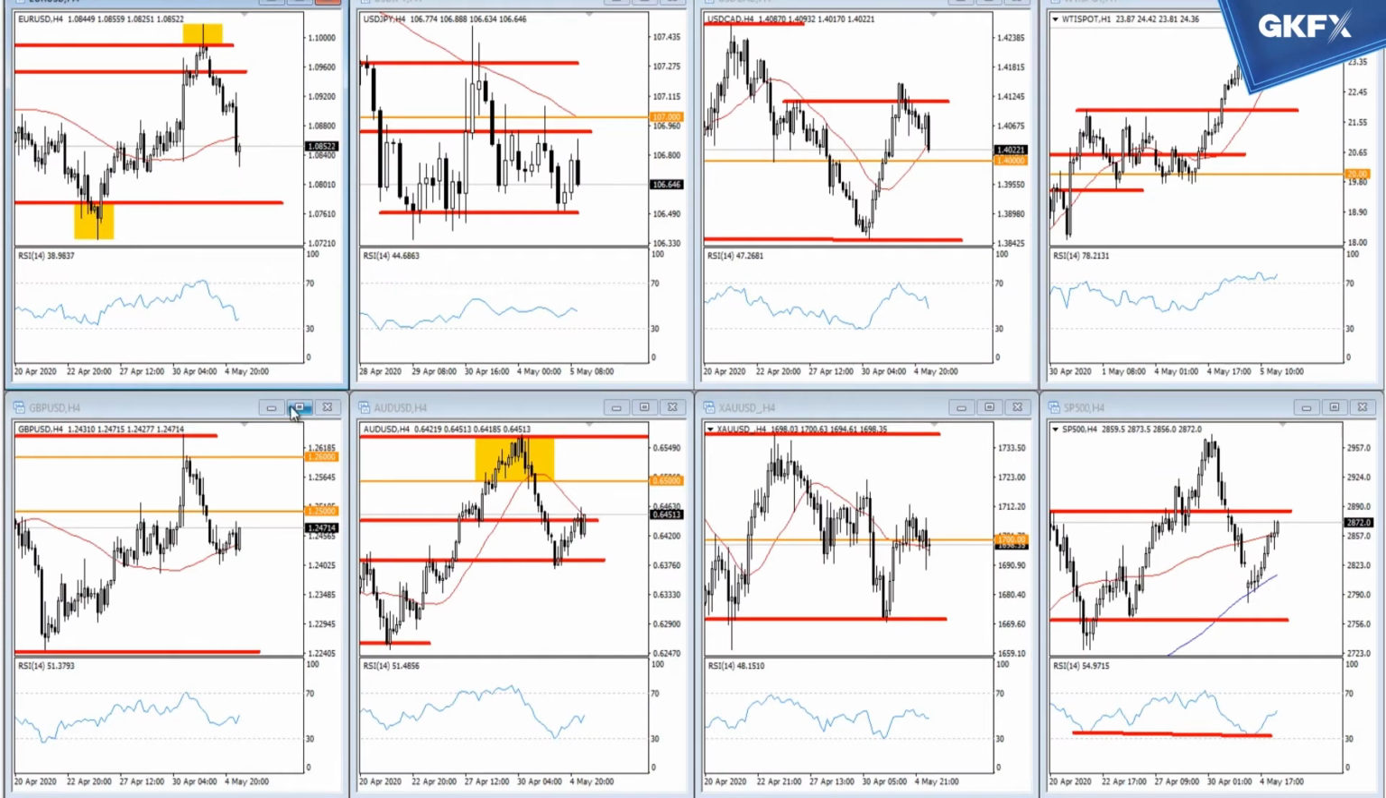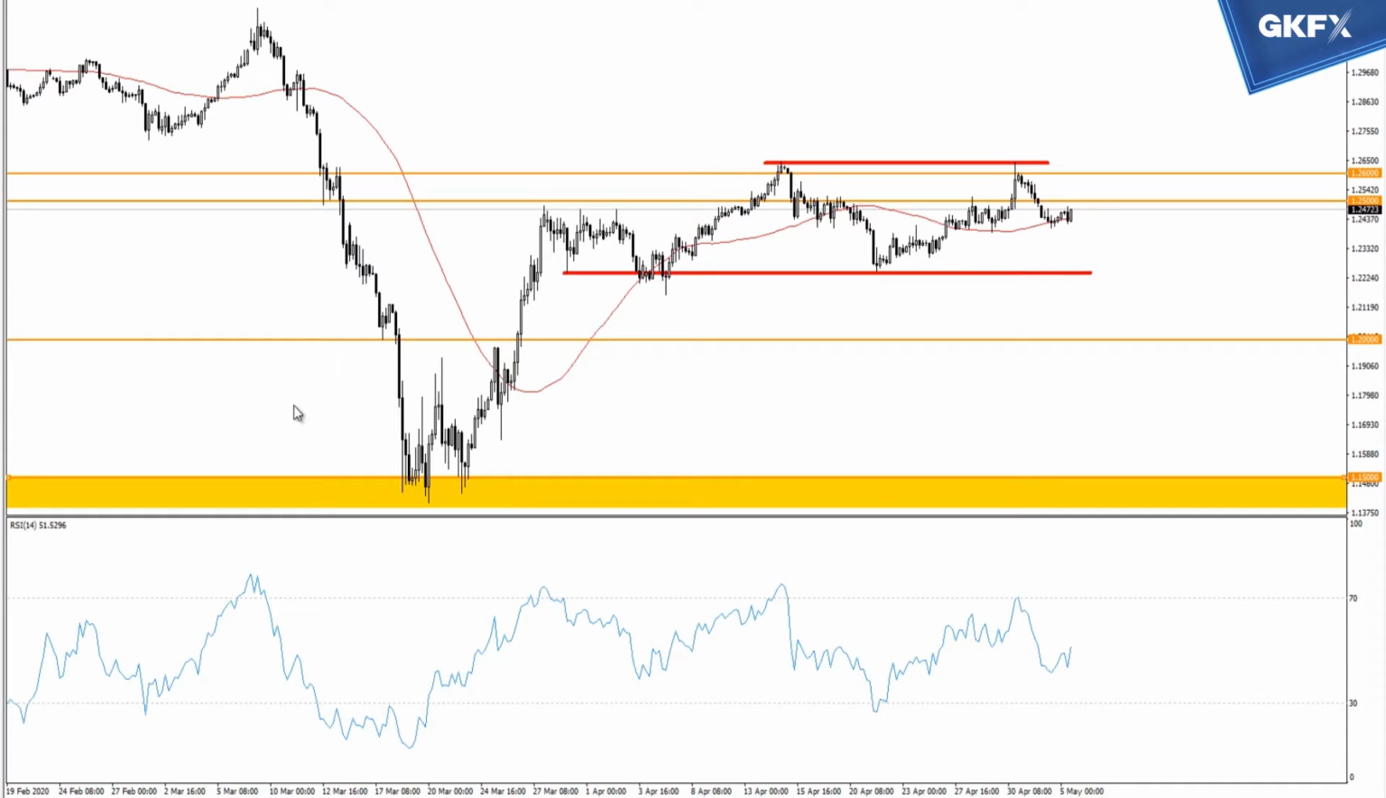Of course, general catalysts for the forex market to look out for this week is that we do have non-farm payrolls on Friday. We've also got a couple of central bank meetings. We had the RBA already, and they kept rates on hold. We've also got the Bank of England this week, so that will be important for the pound, which I now have on the chart at the moment.